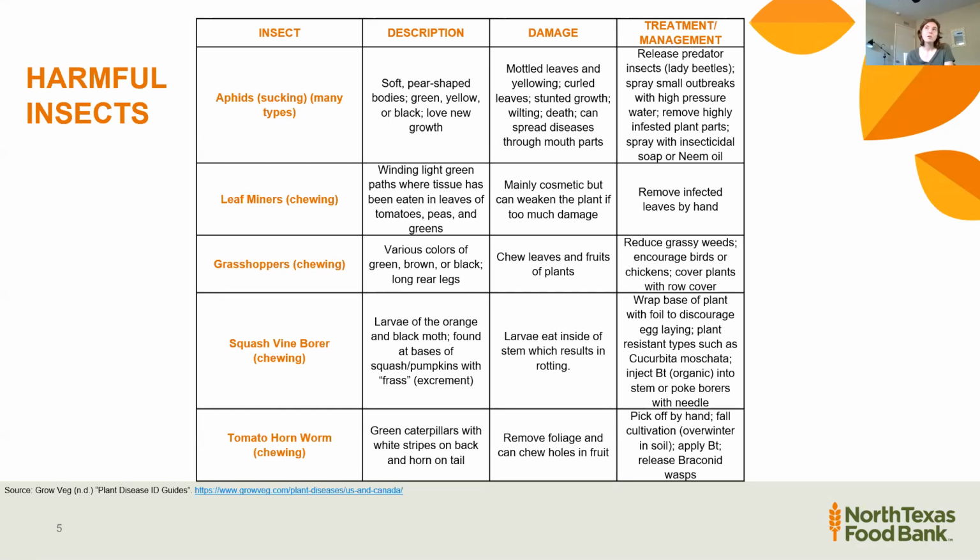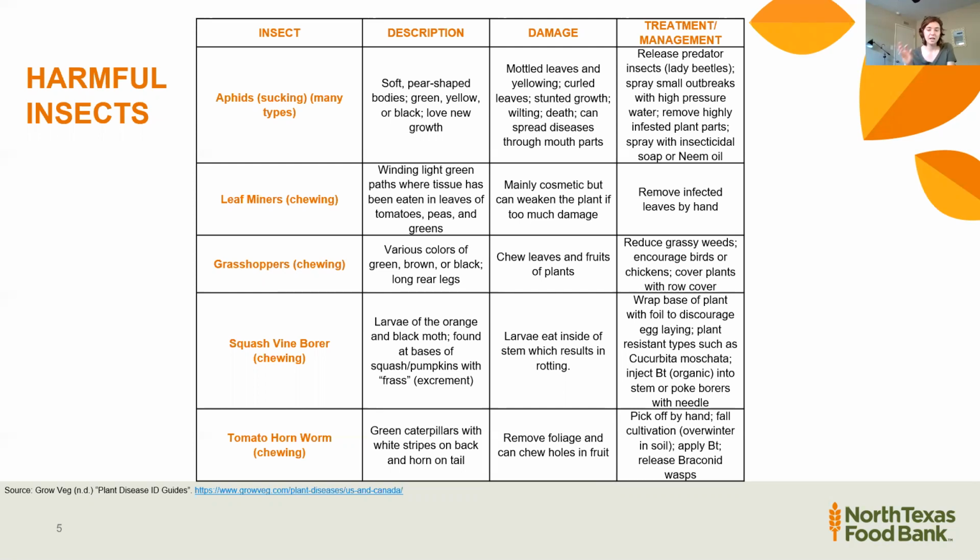Squash vine borer. Okay, so this one I want to go into a little bit of detail on. Squash vine borer is a chewing insect. They do love to attack your squash plants, no surprise. But what happens is the adult is a moth, and the moth will go to the base of the plant, kind of around soil level, and they will lay their eggs there. When the eggs hatch, they are going to be larvae that are going to bore into the stem of the plant, which is going to cause rotting and death of your plant. And those larvae are going to be eating the plant tissue inside of the stem.